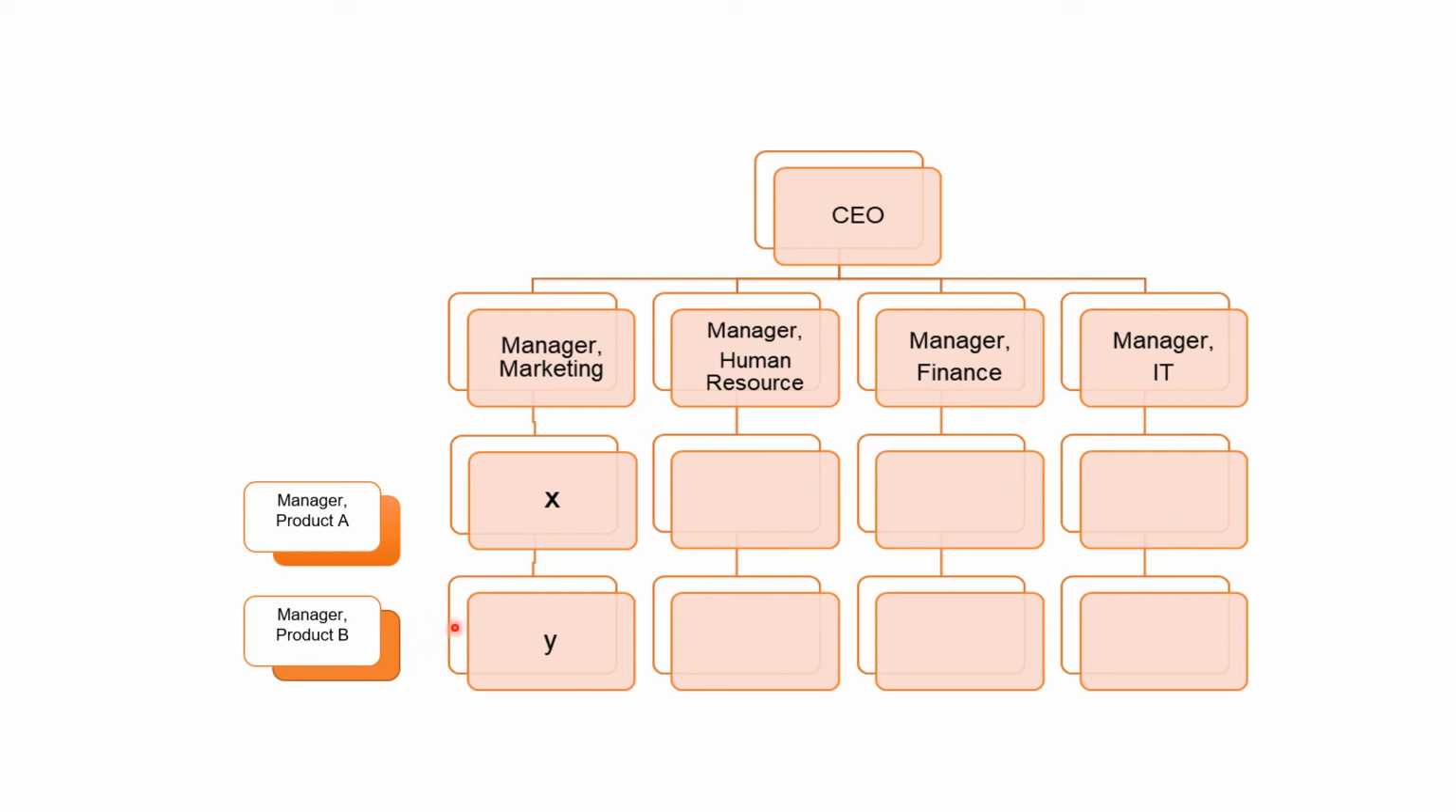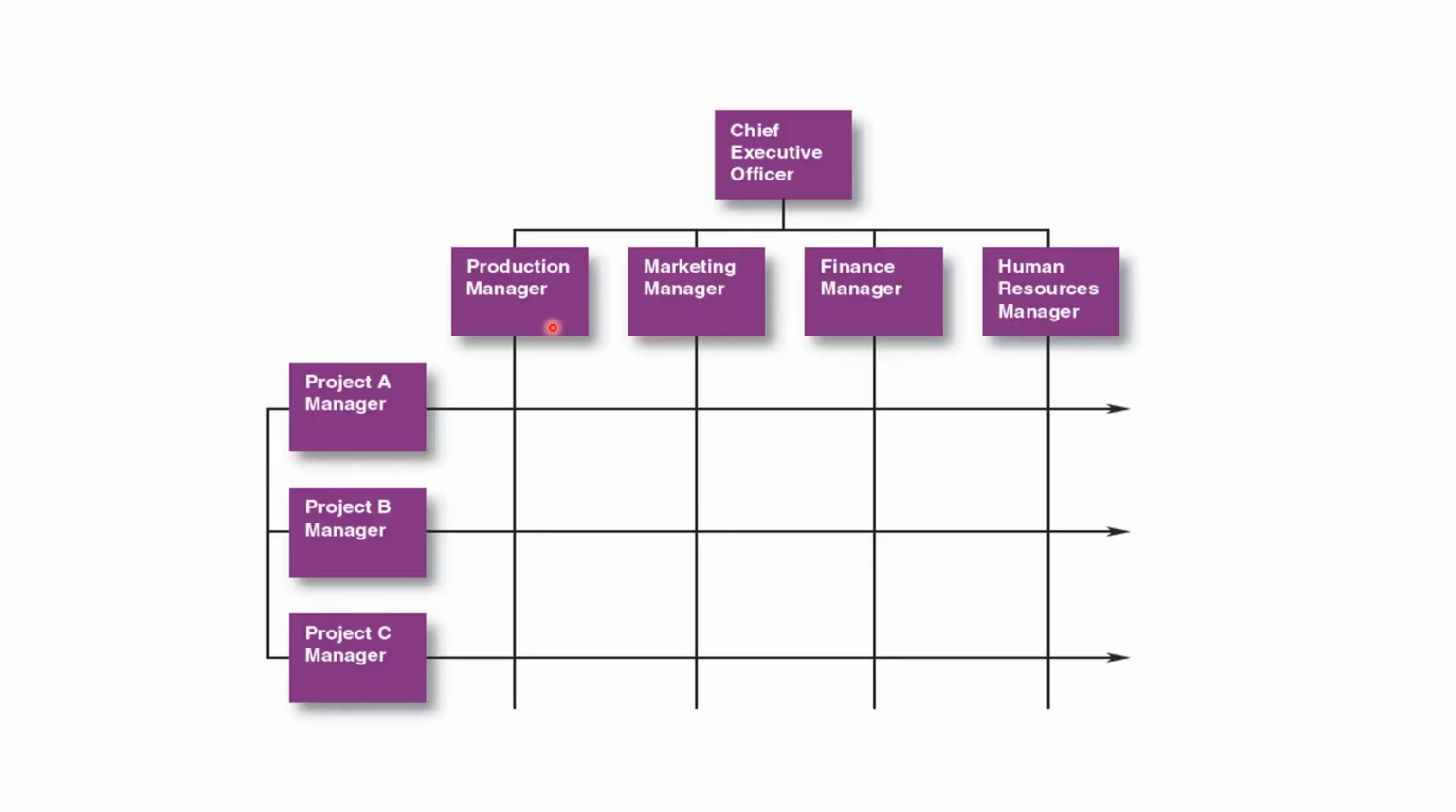So let's say that you are X, and you work here. It means that you will work under the marketing department for product A. It means that you will do all the marketing-related activities for product A only. While Y here is also working under marketing, but for product B. So this Y only focuses on product B. For example here, we have production, marketing, finance, human resource, and here are also the products: project A, project B, and also project C.